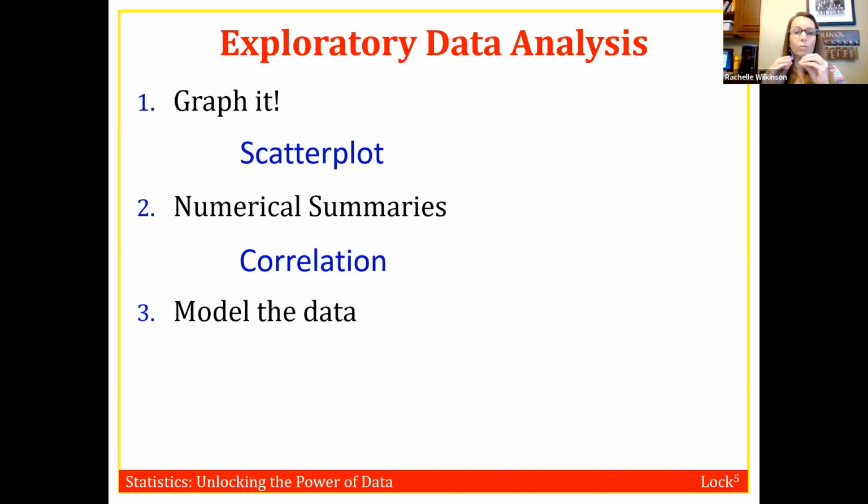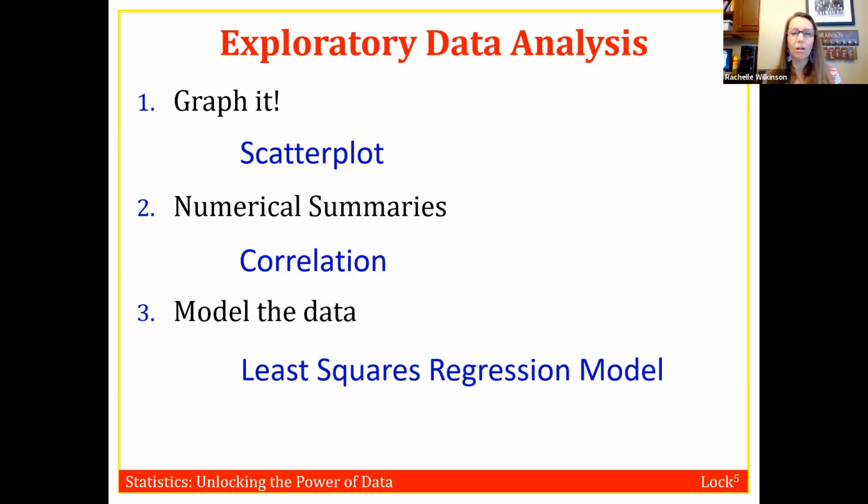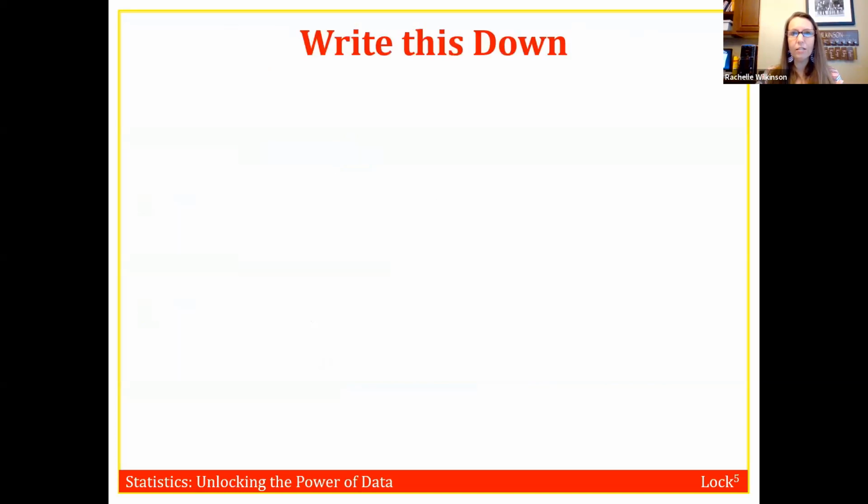All right, so once we've graphed it and calculated the correlation, then we're ready to move on to step 3, which is going to be to model the data. Since we're looking at linear relationships here, the type of model that we're going to use to model the data is a line, like a linear line. That sounds redundant, sorry. So what we're going to use is something called the least squares regression model. Regression really just means the line. So when we talk about regression lines, we're talking about our linear model here.